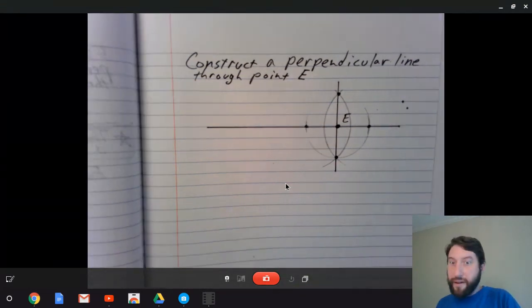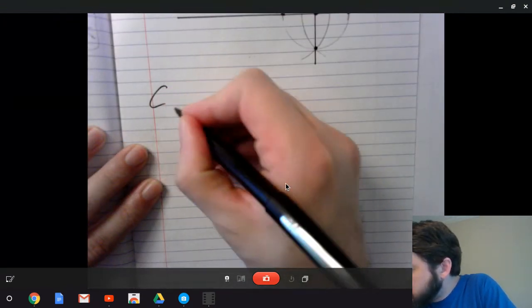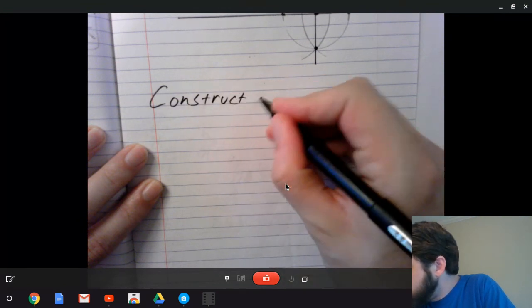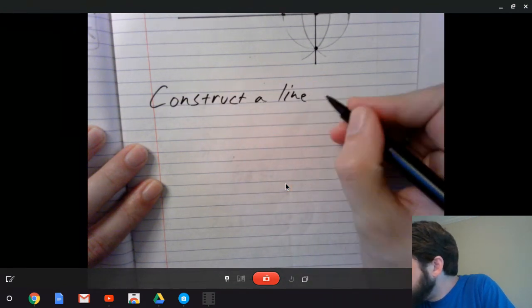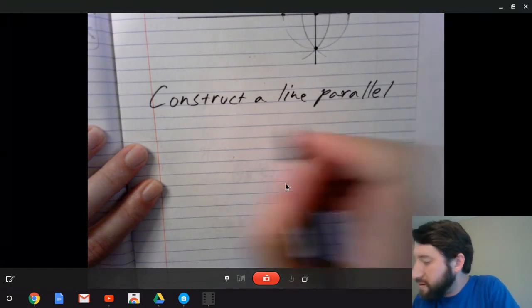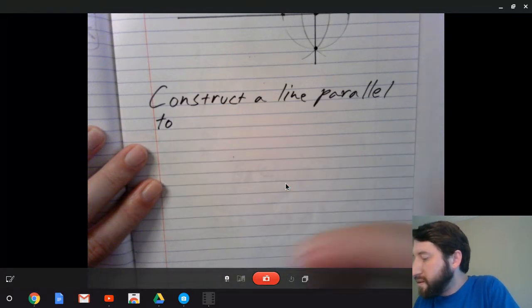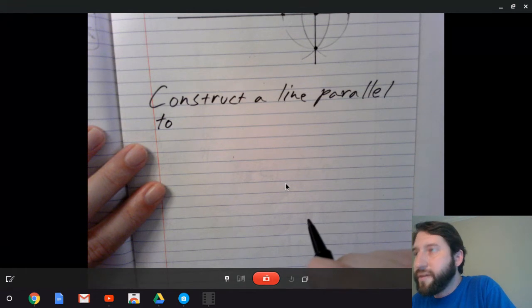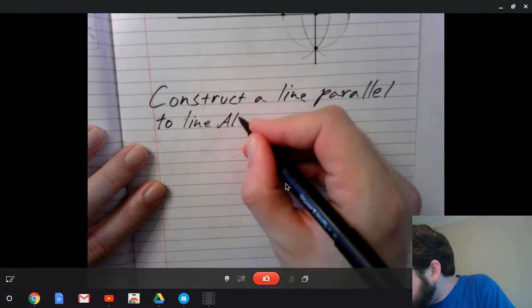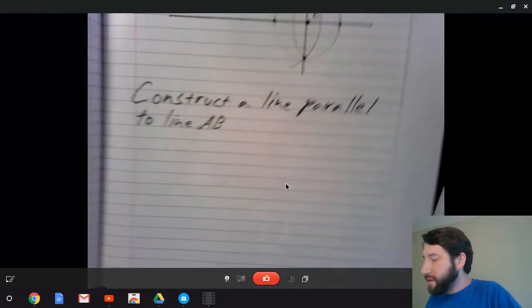Let's do a parallel line. Construct a line parallel, let's see. So construct a line parallel to line AB. All right, so let's make a line parallel to AB. So let me go ahead and draw it out here.